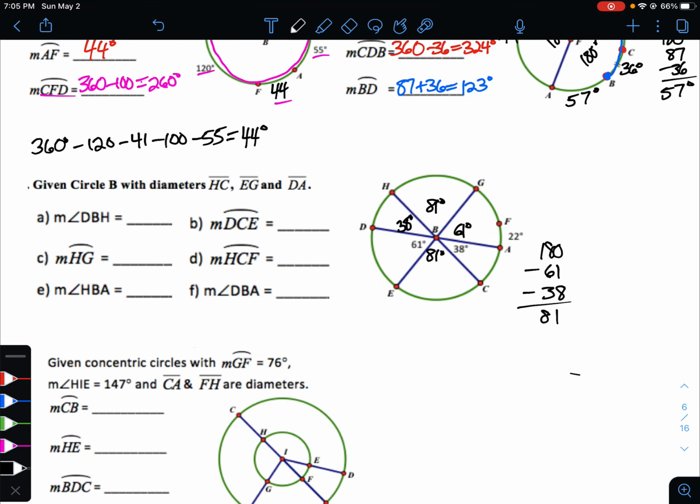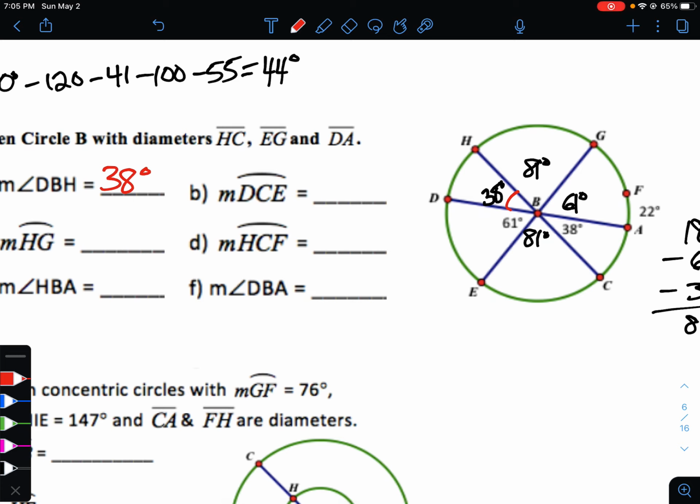So let's go through now and answer some of these questions. So it first asks us, what is the measure of DBH? So DBH would be this angle right here, which I'll highlight in red for us. That's going to be the 38 degrees. So that one, pretty easy.